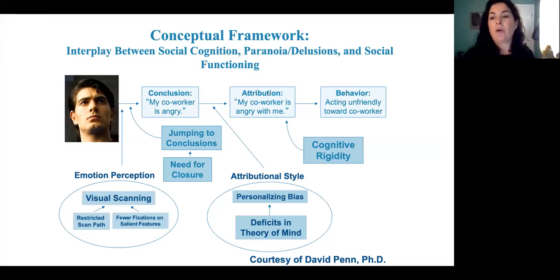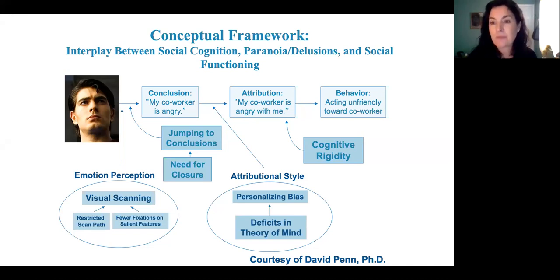Okay, so this particular client has a job and goes into work and sees this guy in the photo here who is his coworker. Takes a look at that guy and immediately thinks, oh, my coworker's angry. Why does he immediately think that? So there's a couple of things to consider that are kind of going on in the background, or deep in the brain, so to speak. And one of them is emotional perception.